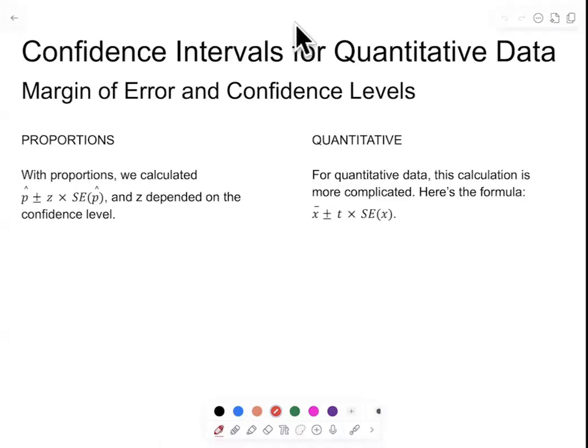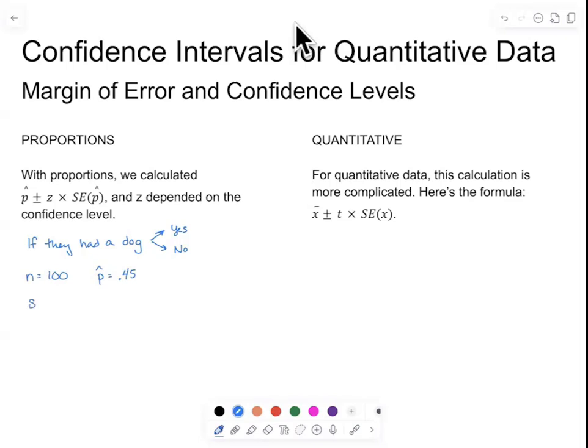In this section, we're talking about confidence intervals, but this time for quantitative data. Before we jump in, let's review how this works for categorical data. Say we ask people if they have a dog. Their response is either yes, they have a dog, or no, they don't. If our sample has 100 people in it, we might get a sample proportion of 0.45, meaning that 45% of those 100 people had a dog.